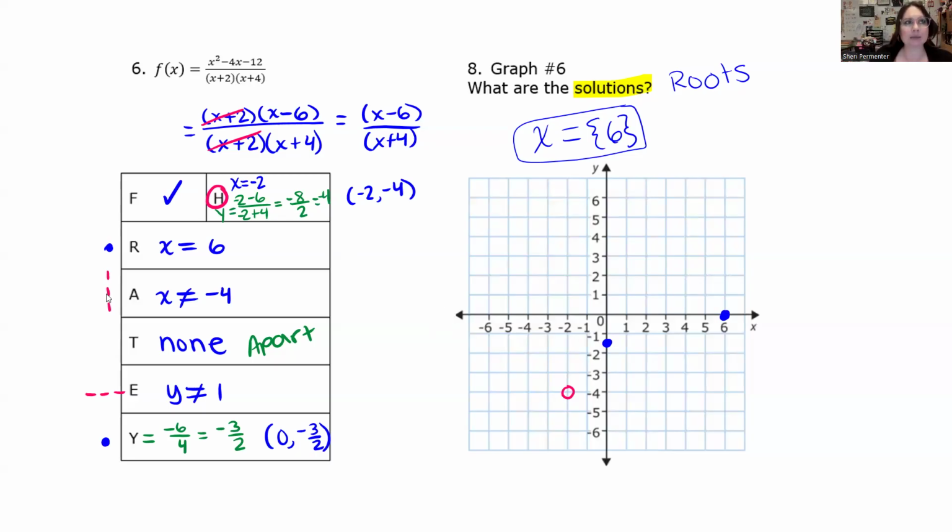I'm going to put on my asymptotes. So the vertical asymptote is over at -4. So at -4, I'm going to put in an asymptote. And then I have a horizontal asymptote at 1. So through 1, I'm going to have a horizontal asymptote.